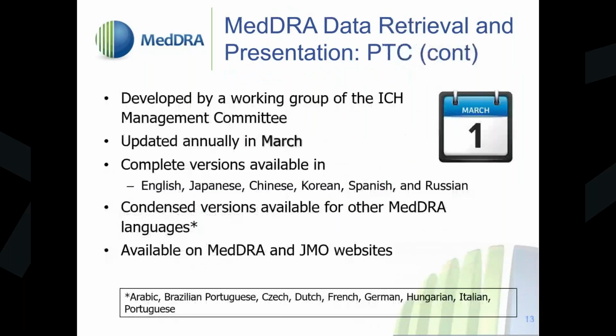Okay, and then these ICH endorsed guides were developed by a working group of the ICH Management Committee, so they do reflect the input from representatives from the industry as well as representatives from regulatory bodies and regulatory members. The update for these documents occurs annually in March, along with the March release of MedDRA, and they are available in 6 languages as complete versions and an additional 9 languages as condensed versions. And they are available on the MedDRA and the JMO websites. And JMO stands for Japanese Maintenance Organization, which is the sister organization to the MSSO, but in charge of MedDRA in Japanese.